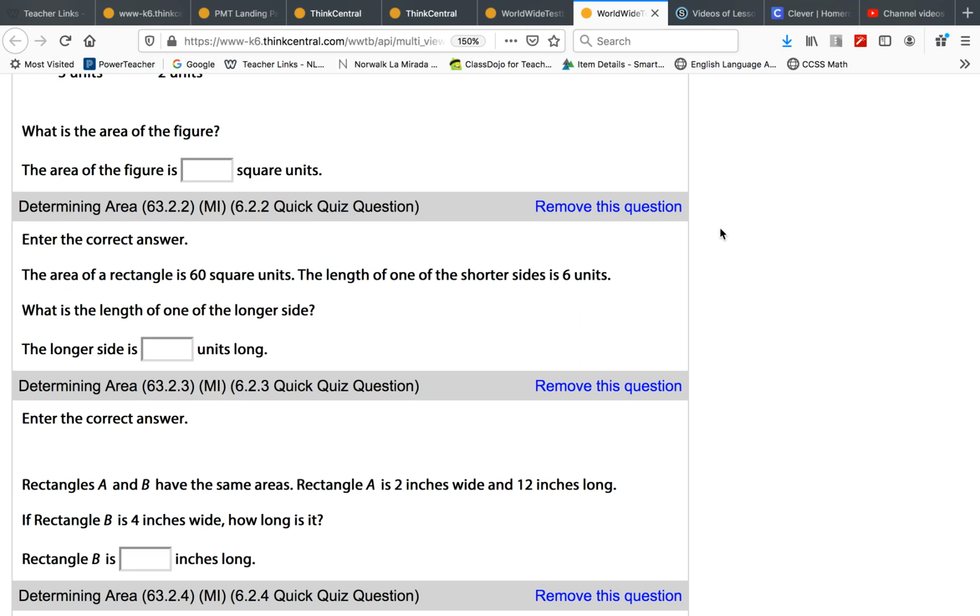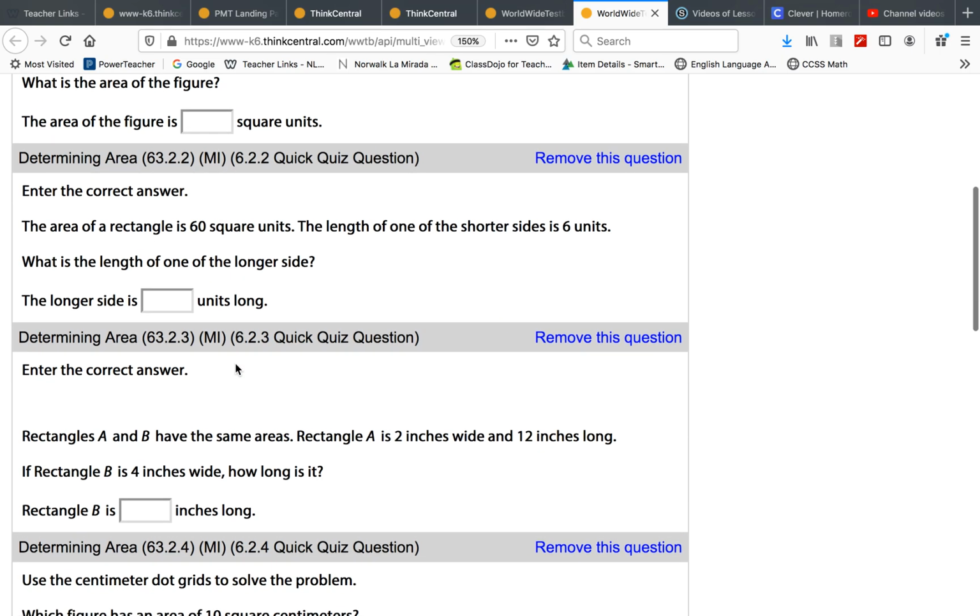What is the length of the longer side? They have a typo here. How many units long is the longer side?